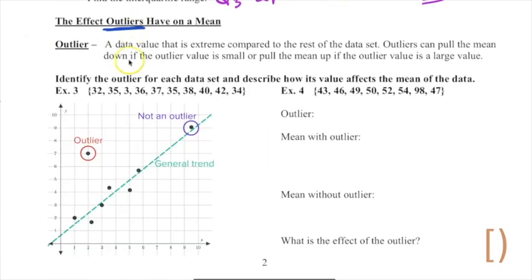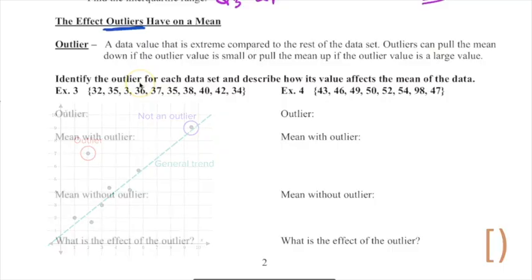Well, outliers are data points that are way outside the rest of the data set. The data value is extreme compared to the rest of the data set. Outliers could pull the mean value down if the outlier value is small, or pull the mean value up if the outlier is big. If you have an outlier, it messes up your data. Let's look at what it does.